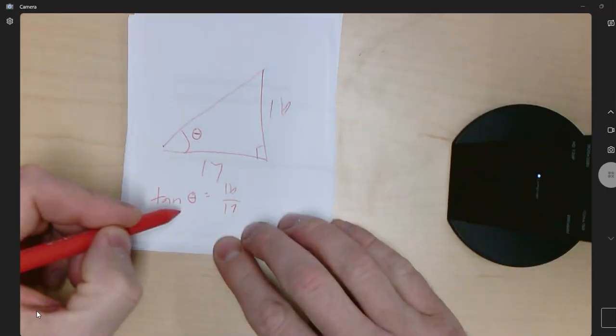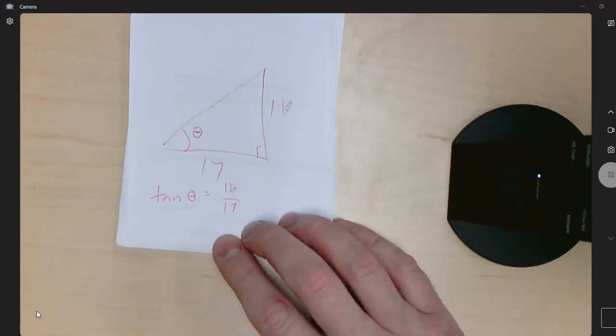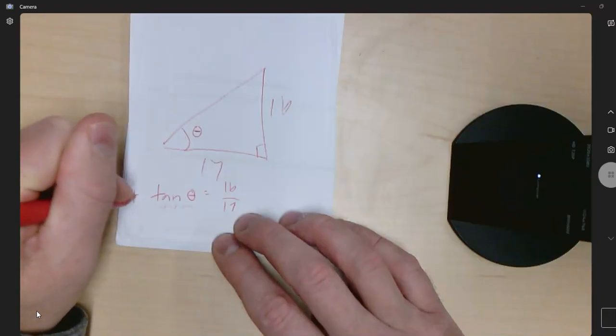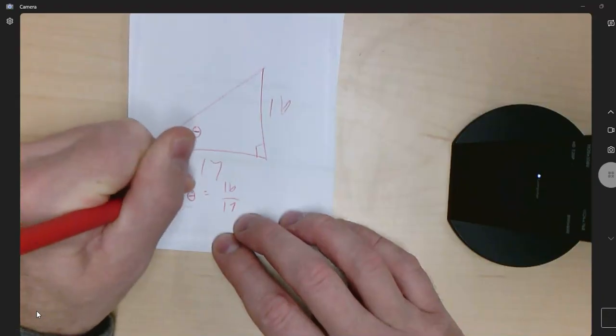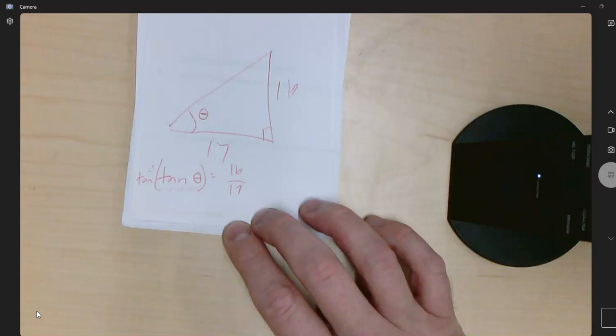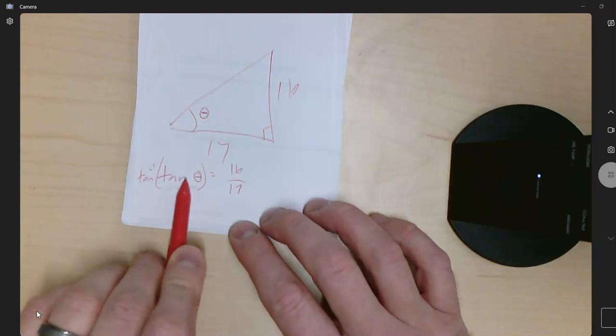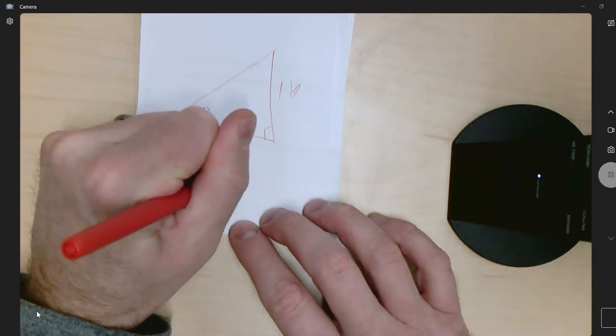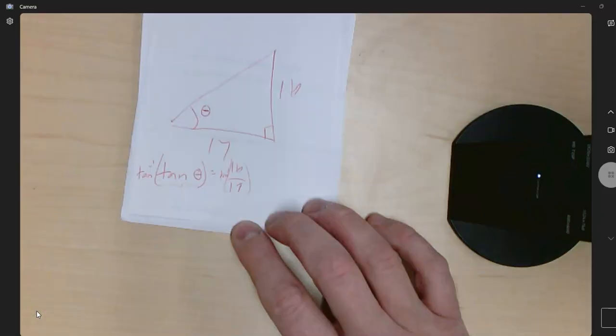But we need to undo what tangent does. We need to find the angle that has a tangent that's 16 over 17. And to do that, we're going to take the inverse tangent. It's called tangent to the negative first. It's not really. We just call it inverse tangent. If I do it on one side of the equation, I have to do it on the other side of the equation.